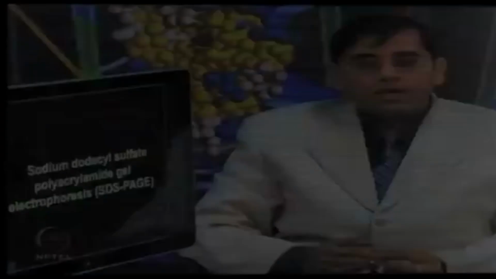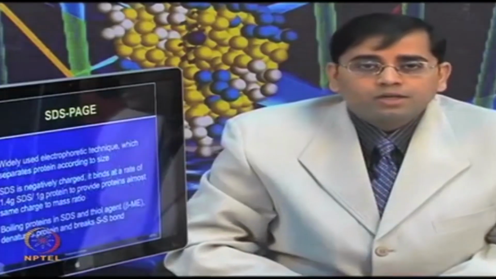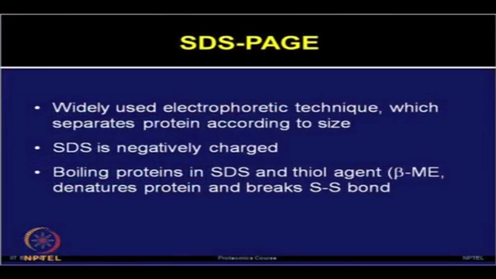Now we can talk about how to perform sodium dodecyl sulfate polyacrylamide gel electrophoresis or SDS-PAGE. SDS-PAGE is a very widely used electrophoretic technique which separates proteins based on their size or molecular weight. The molecule SDS, or sodium dodecyl sulfate, is an anionic detergent which provides negative charge. It binds at a ratio of 1.4 gram of SDS per gram of protein to provide almost similar charge to mass ratio. Therefore, your protein separation will be based on the molecular weight in the electric field.